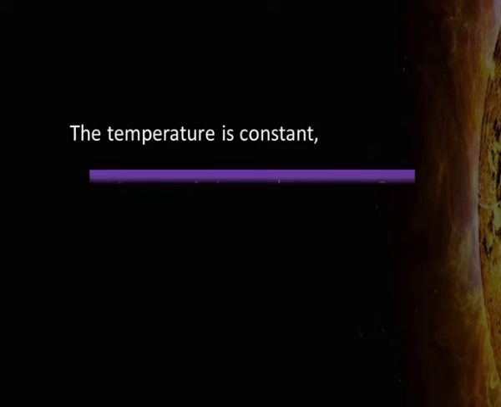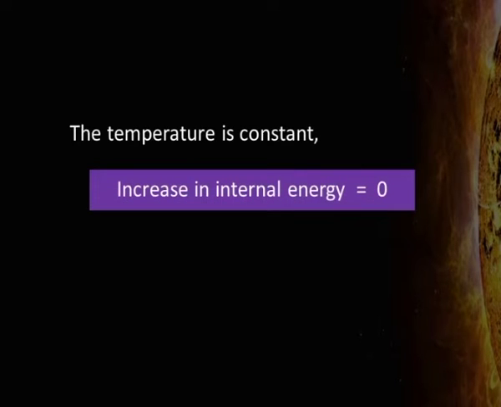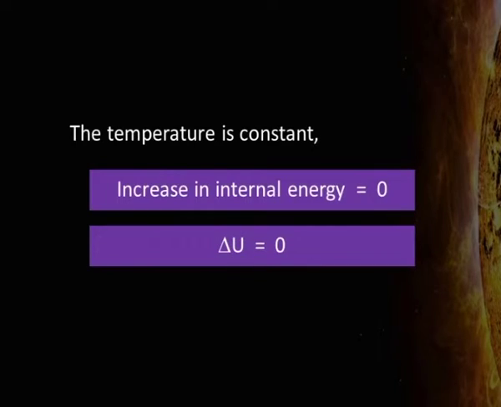Consider isothermal expansion of a gas at external pressure 0, or we can say isothermal expansion of a gas in vacuum. Here the temperature is constant, hence the increase in internal energy will be equal to 0, that is delta U equal to 0. As there is no opposing force, or we can say as external pressure is 0, there will be no work done on the gas.